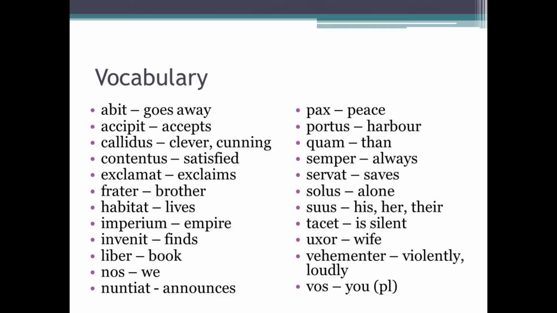Quam means than. Semper, always. Servat, saves. Solus, alone. Suus means his, her, or their. Tacet is silent. Uxor is a wife. Vehementer means violently or loudly. And vos means you, plural.